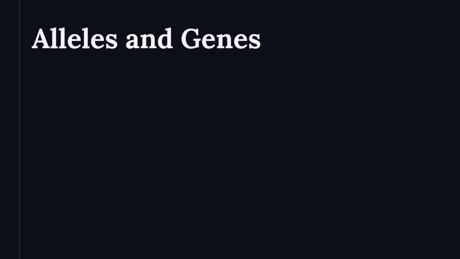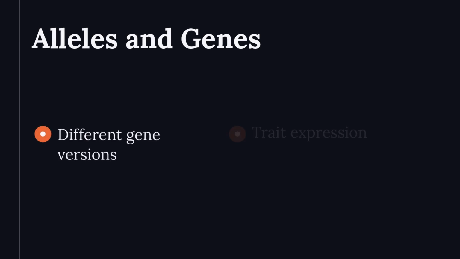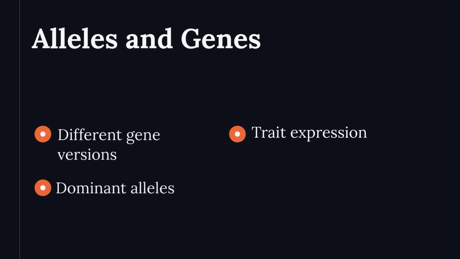Alleles are different versions of a gene. They influence trait expression. Dominant alleles mask recessive ones. This affects observable characteristics. Understanding alleles is crucial for genetics.